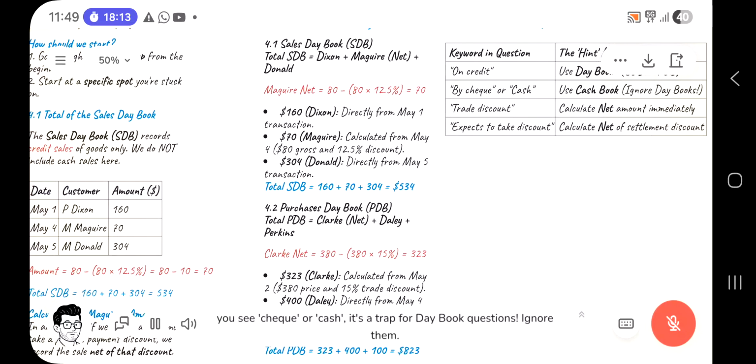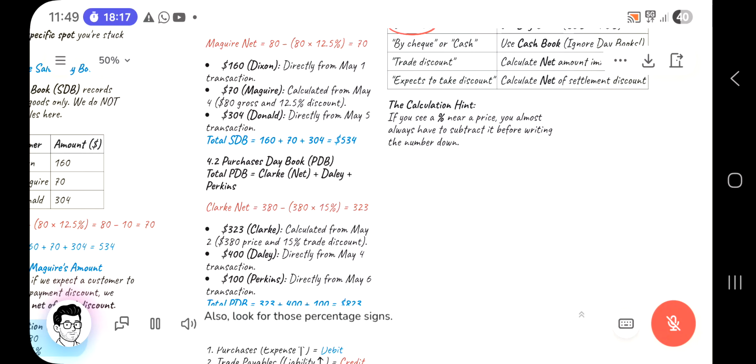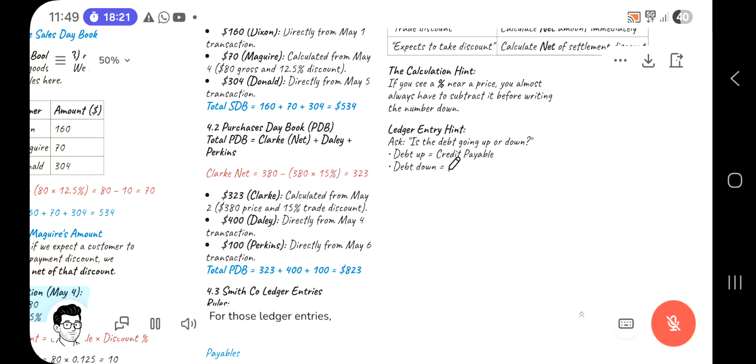For those ledger entries, the biggest hint is the direction of the debt. If you are returning something, the debt has to go down, which always means a debit to the person you owe. Does that help you spot them faster?